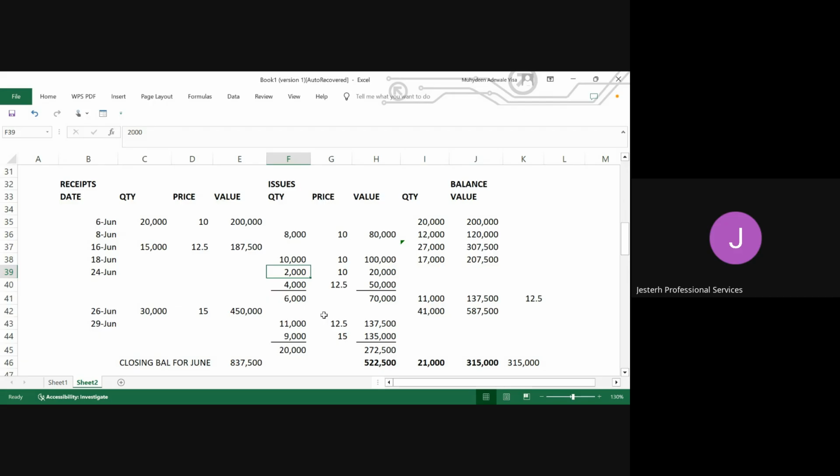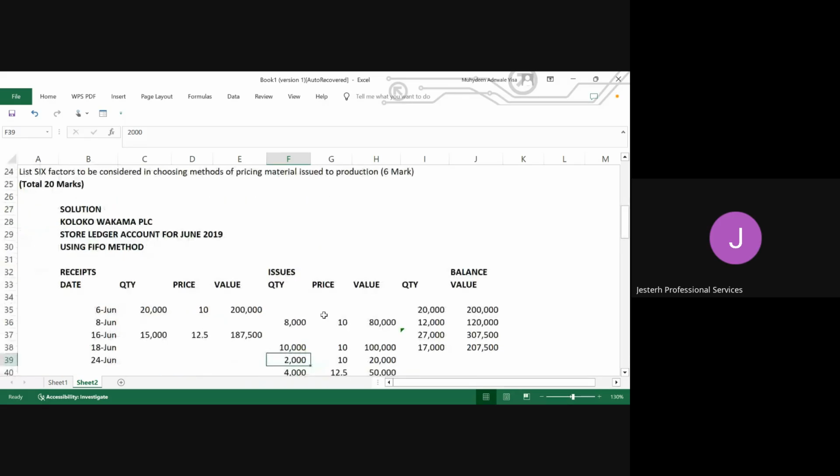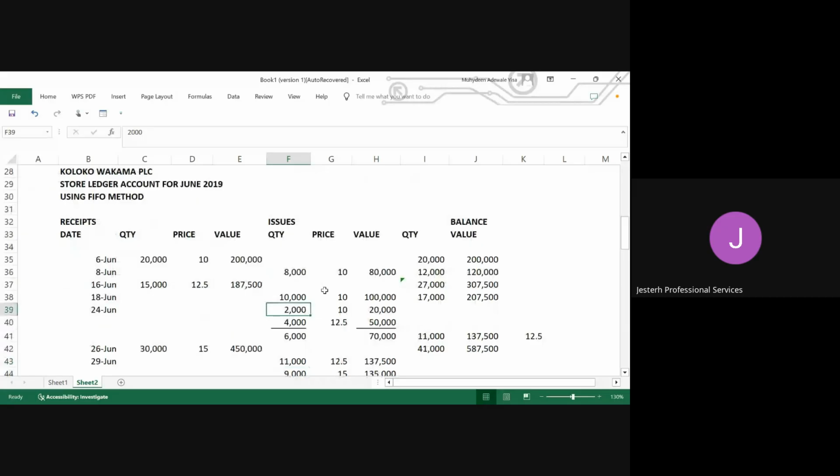That is the reason why I emphasized from the first, before I started the question, to understand what the question requires of you to do. The question said we should determine the value of the closing inventory and then the value of the material used, using FIFO, first in, first out, and using LIFO, last in, first out. Now, you need to understand what first in, first out stands for and what last in, first out stands for.